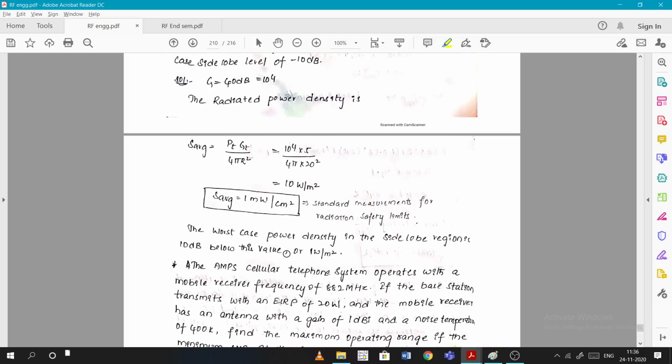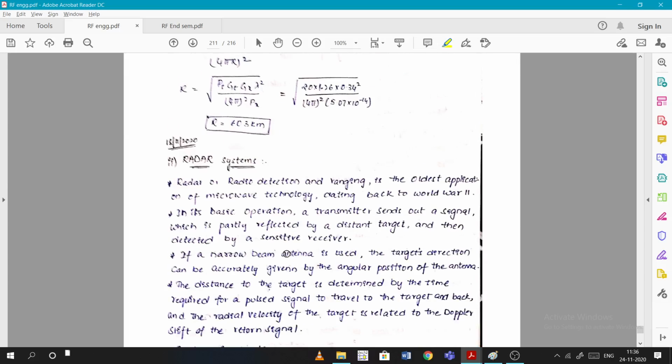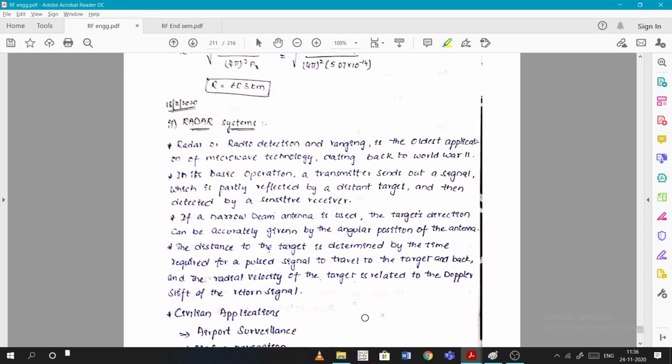This is also over. And coming to radar systems. So this is the second application. One application we have seen is wireless communication. Now the second application is radar systems. Radar, or radio detection and ranging, is the oldest application of microwave technology, dating back to World War II.